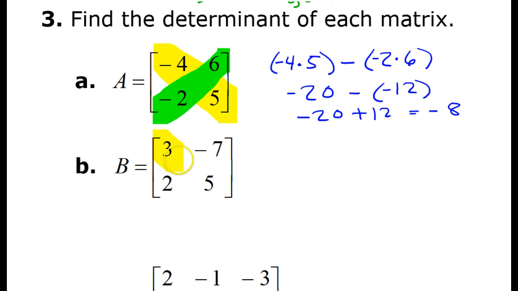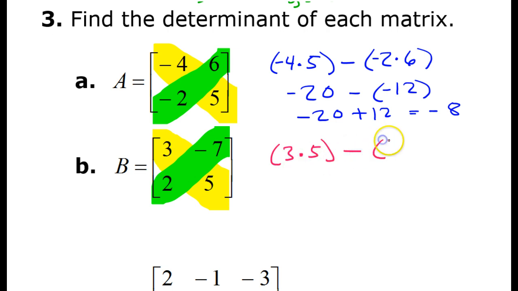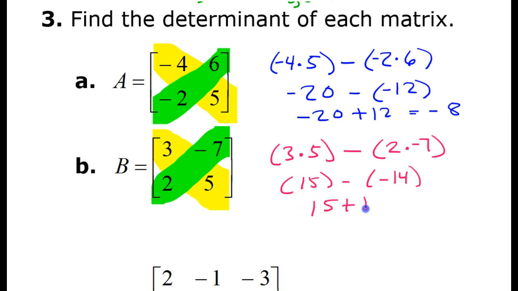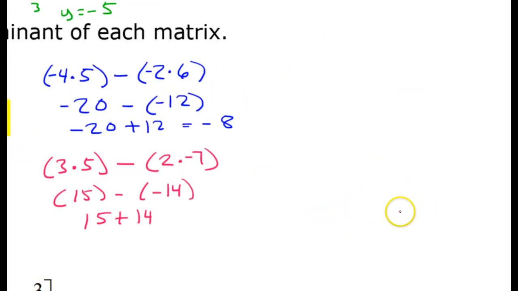Similarly, the determinant of B will be the down diagonal minus the up diagonal. So the down diagonal is going to be 3 times 5. The up diagonal will be 2 times -7. So this should be 15 minus -14. So again, minus a negative is addition, so this is going to be 15 plus 14, which is going to be 29.